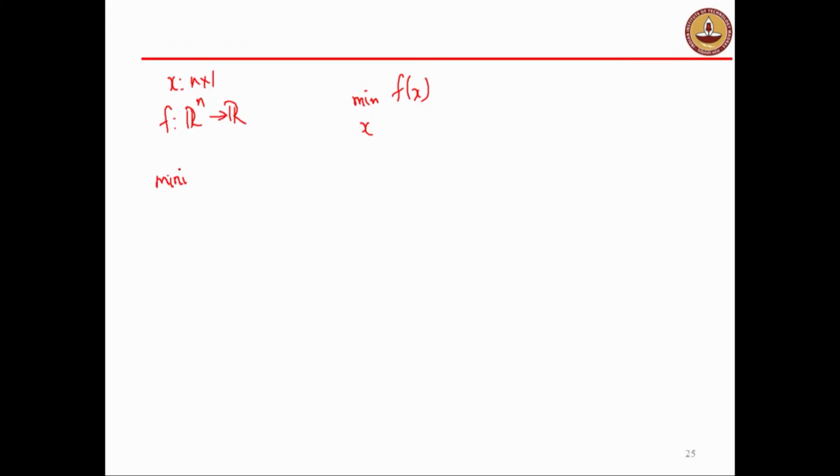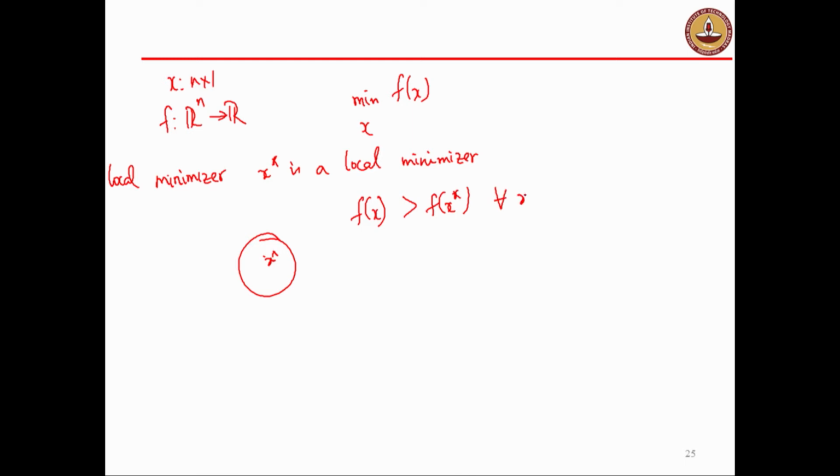Now, first thing is, what is a minimizer? And I am going to assume that f is continuous, smooth, and so on. It's just nicely behaved. So, x star is a local minimizer if around x star there is a small neighborhood. Neighborhood means, you can think about it as a ball around x star. I don't worry about how big or how small. All I am claiming is you should be able to find at least one neighborhood around x star. If it is a local minimizer, then f of x should be greater than f of x star for all x not equal to x star and x in the neighborhood.